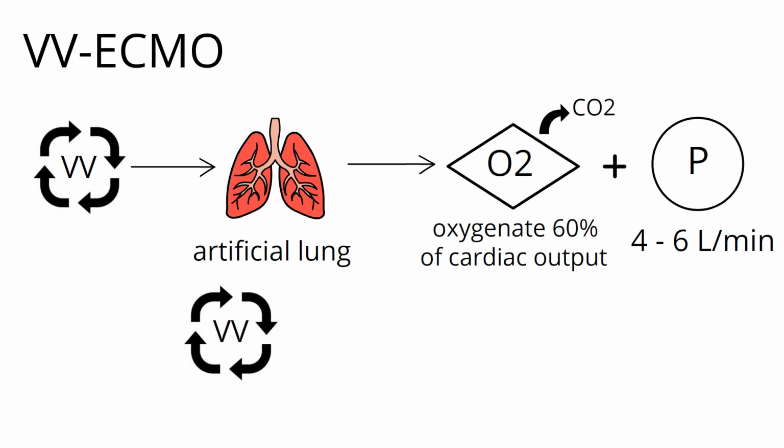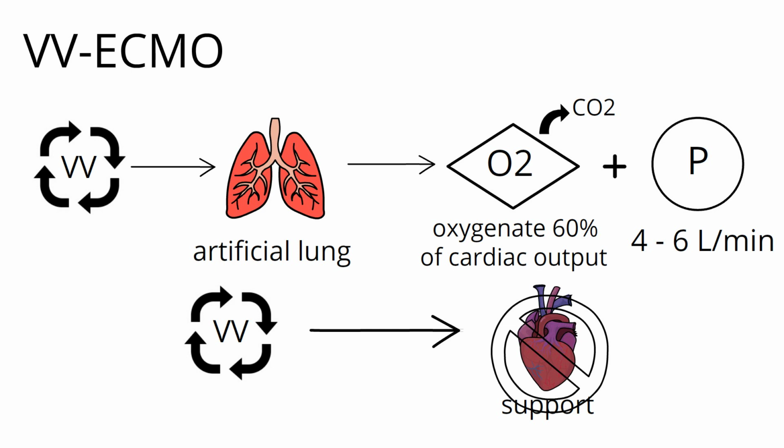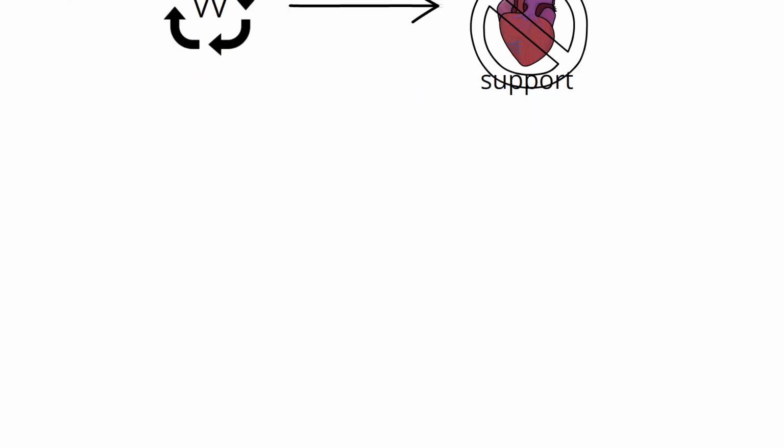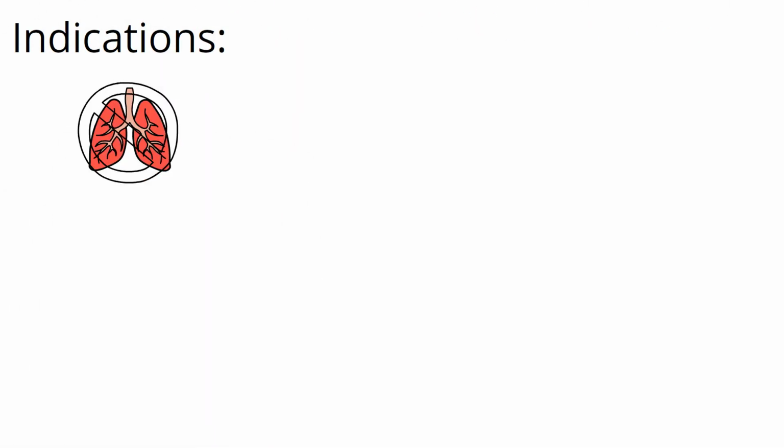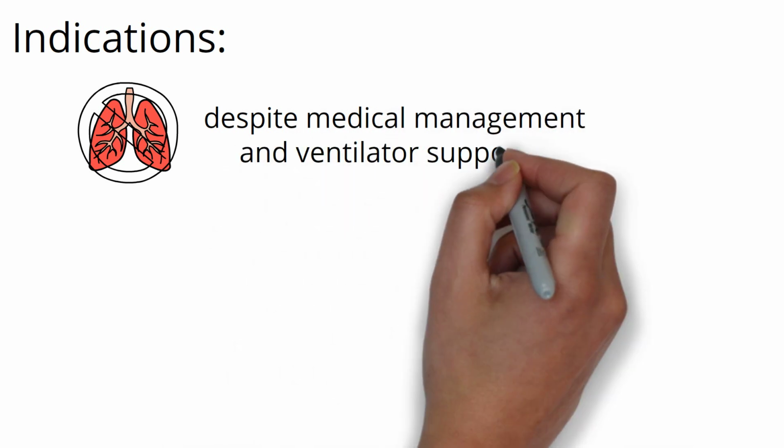Importantly, VV ECMO provides no direct circulatory support and relies on the patient's normal heart function to circulate oxygenated blood throughout the body. If a patient does not have normal cardiac function, then VA ECMO should be considered instead. VV ECMO is used for patients with severe respiratory failure despite optimal medical management and ventilator support.